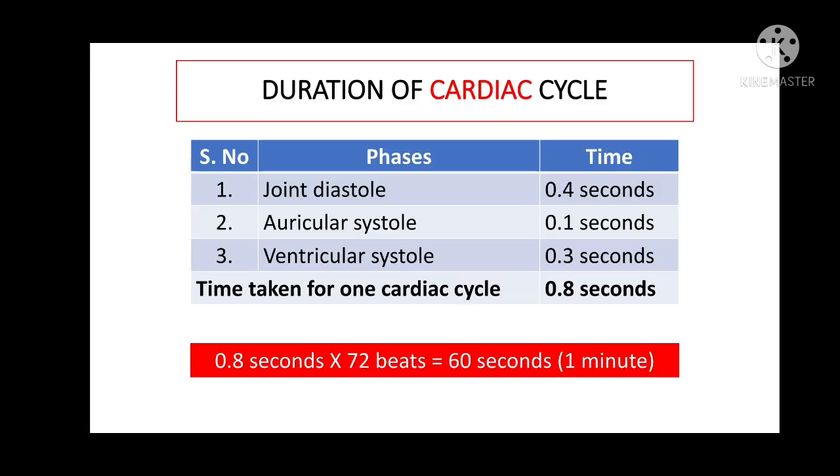When you multiply the time taken for one cardiac cycle, that is 0.8 seconds, with heart rate, that is 72 beats per minute, it gives you approximately 60 seconds.